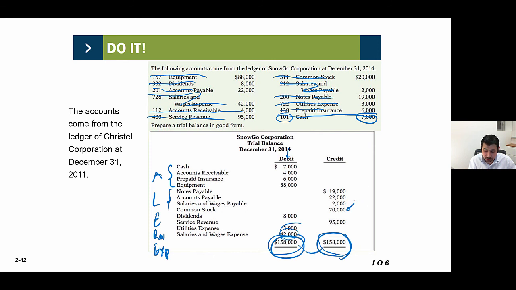Remember, we put the debit account under the debit column and credit account under the credit column. That's how we prepare a trial balance, and we check and compare that the trial balance is actually balanced.